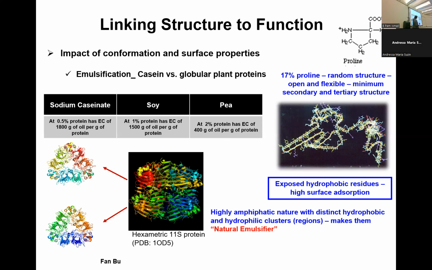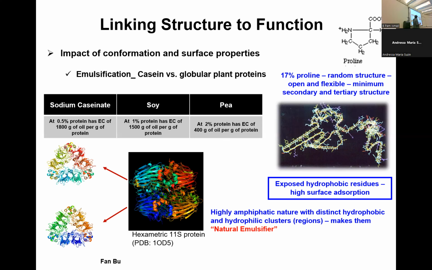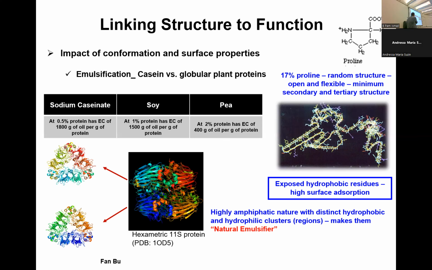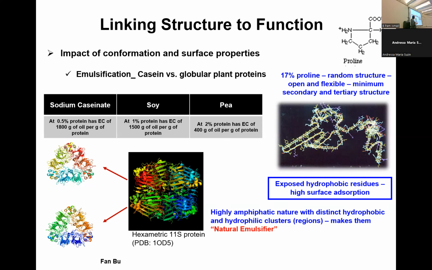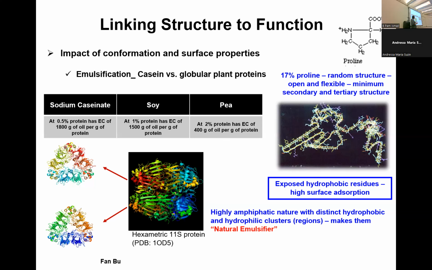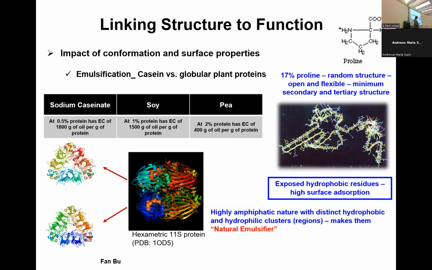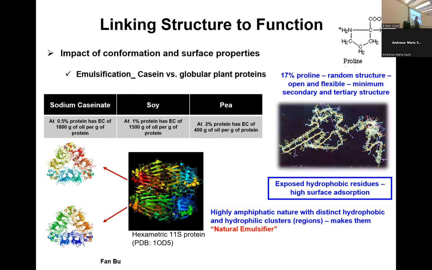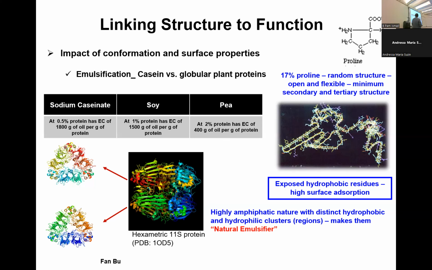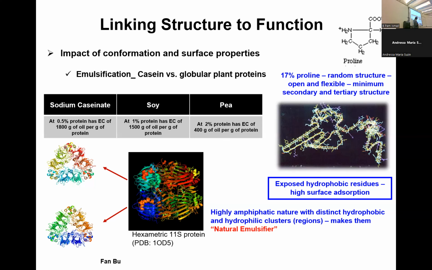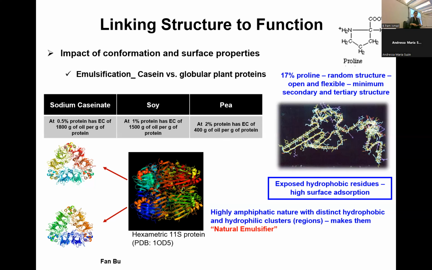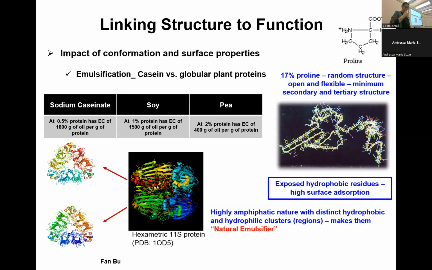So therefore, we need at least 1% protein when we're working with soy, and pea is even worse. We need about 2% protein. So soy does emulsify well, but not as good as casein, and we need at least double the amount of casein in order to form the emulsion. For pea, well, this is an old pea protein ingredient. Some of you are working with a newer ingredient that has better emulsification, but most of the time we need at least 2% protein, and the emulsification capacity is not that great compared to casein.